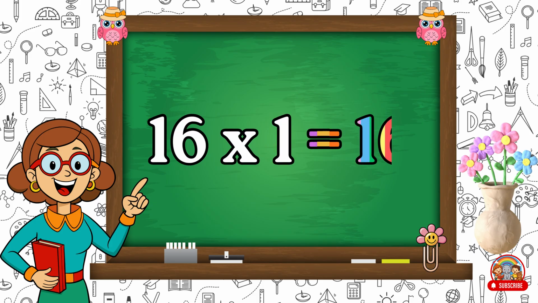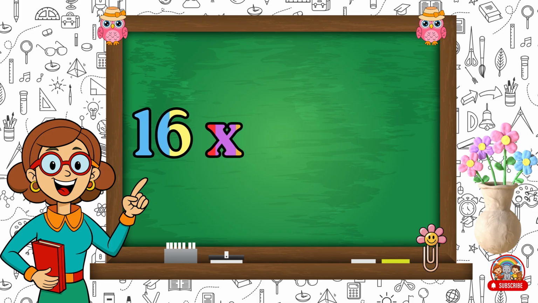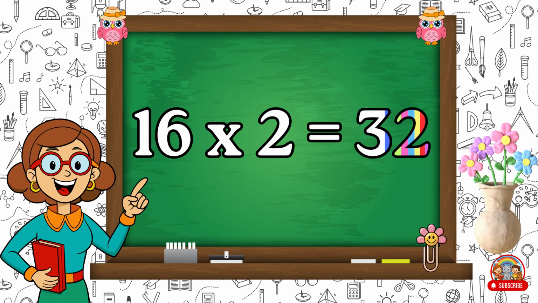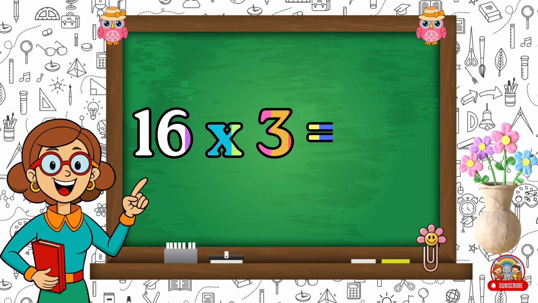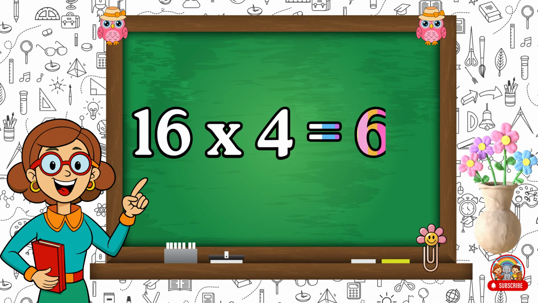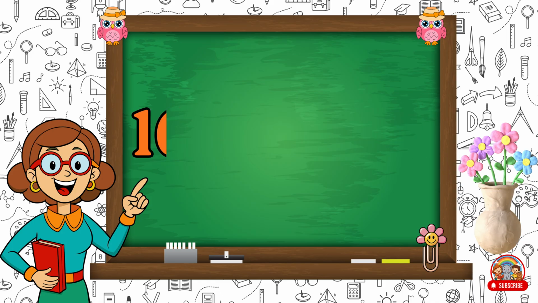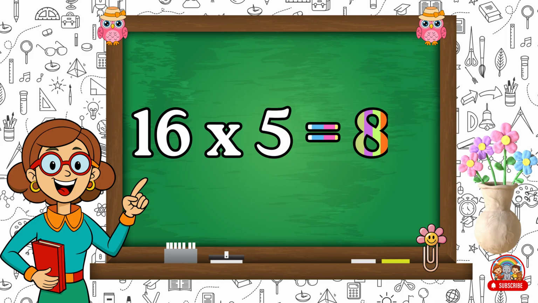16 ones are 16. 16 twos are 32. 16 threes are 48. 16 fours are 64. 16 fives are 80. Very good children.